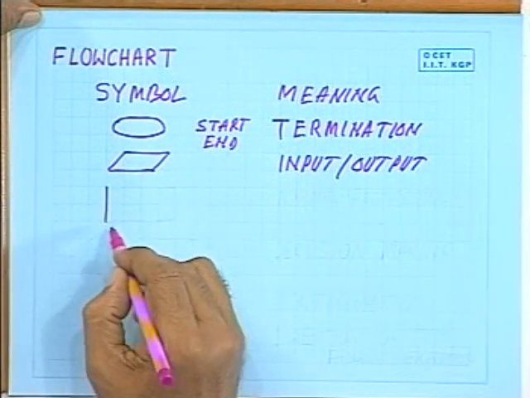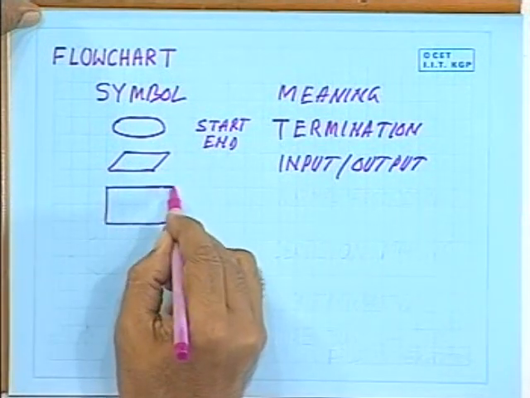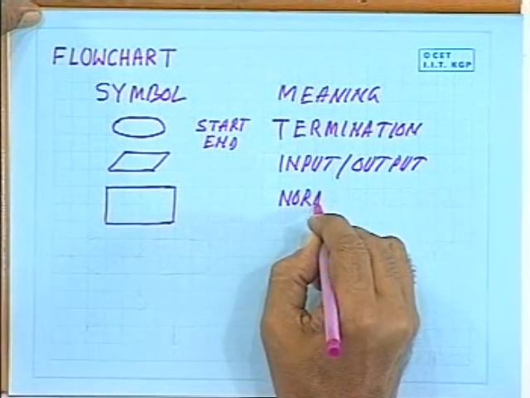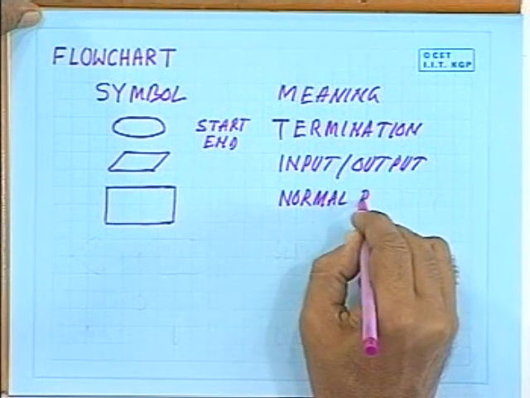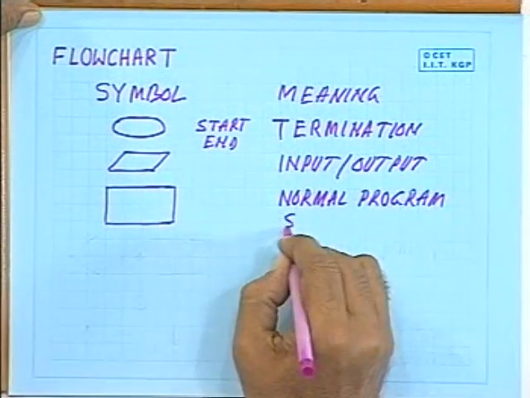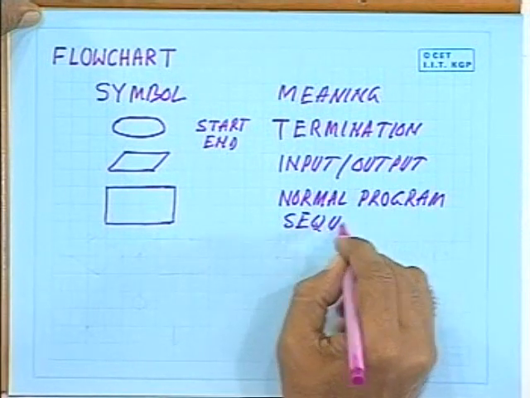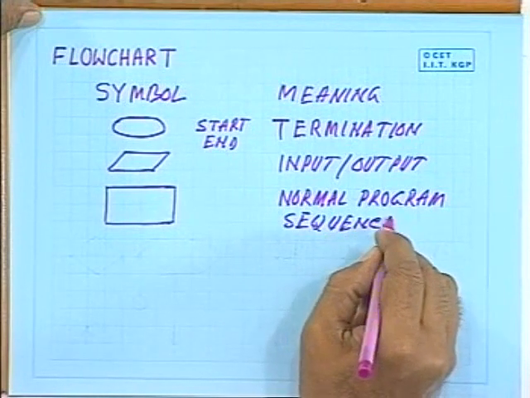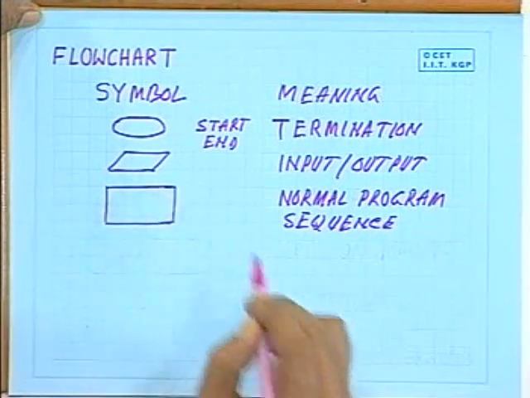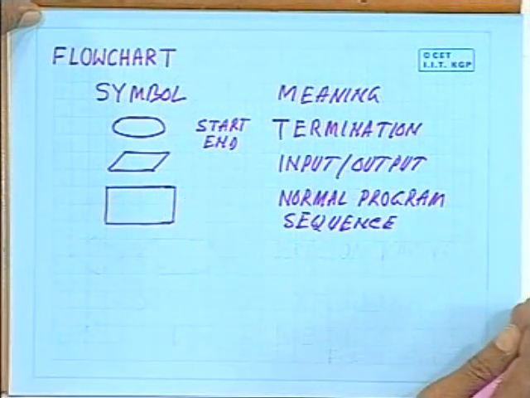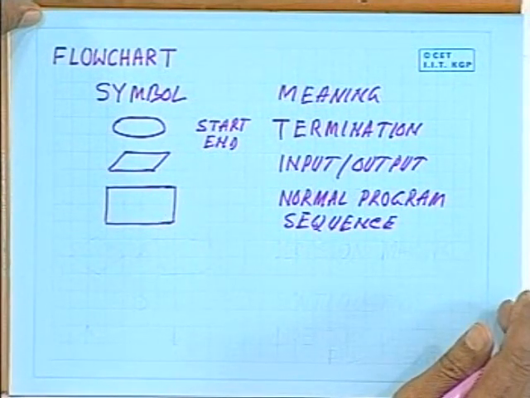Then a rectangle is used to specify normal program sequence. Normal program sequence can be provided inside such rectangles. A sequence of instruction execution will take place to implement a particular task.